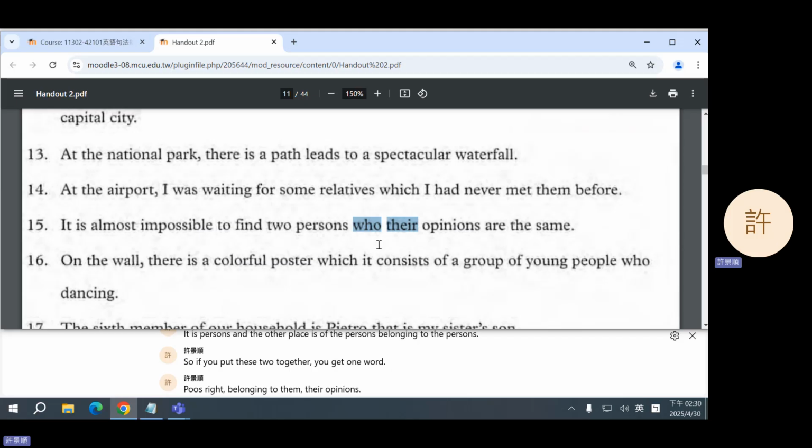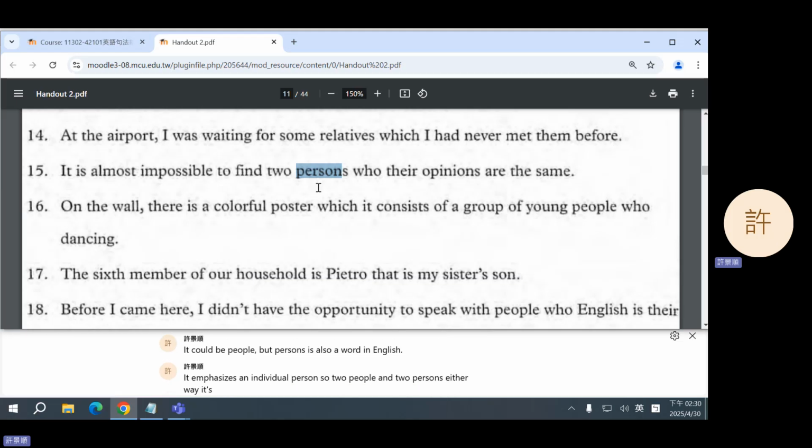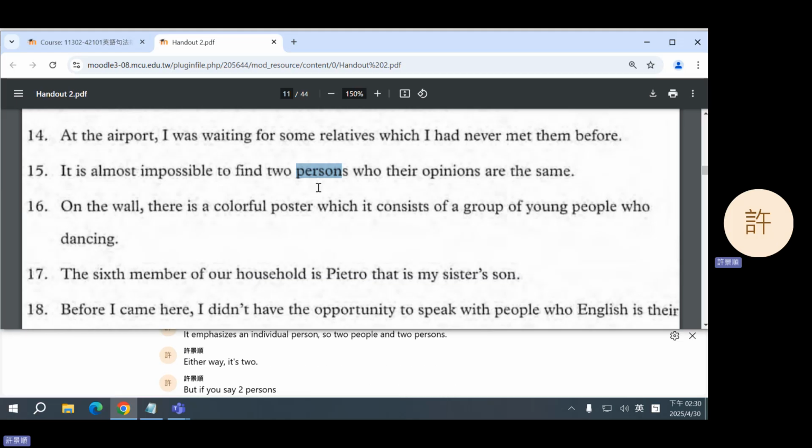Whose opinions? Okay, some of you might be thinking, wait, shouldn't this be "people"? It could be "people," but "persons" is also a word in English. It emphasizes an individual person. So two people and two persons, either way, it's two. But if you say two persons, you are emphasizing that they are different people. And in this case, it is emphasizing different people have different opinions.